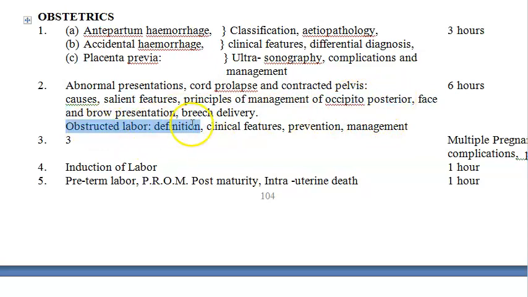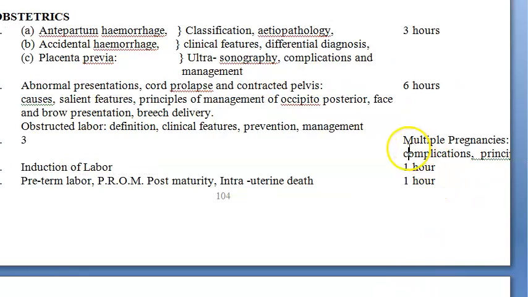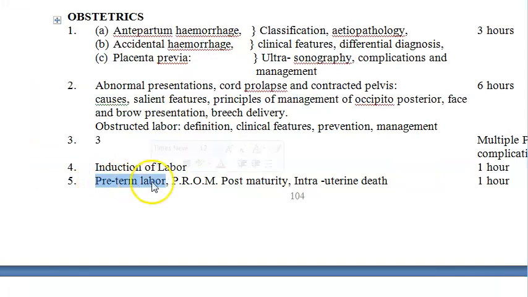Obstructed labor definition, you should know what it is. So there is some blockage, okay, though the uterus is contracting, right? Then that is what the definition says here. Then what is? Multiple pregnancies. Why this went here? Multiple pregnancies, complications, all these twin births, etc. Induction of labor, oxytocin, all that. Preterm labor, guys, before 37 weeks, isn't it? What is this PROM? That's premature rupture of membranes. Rupture of membranes prematurely, okay. Post-maturity, that also you should know.